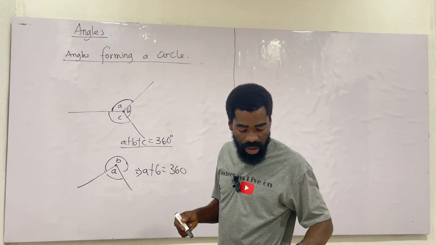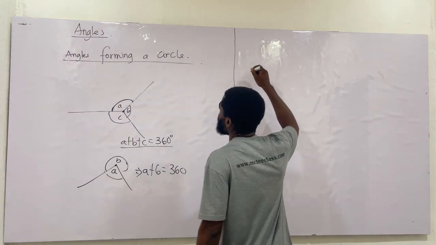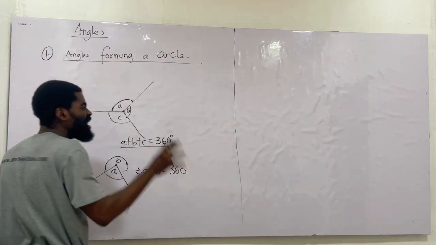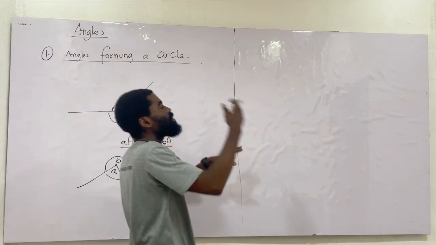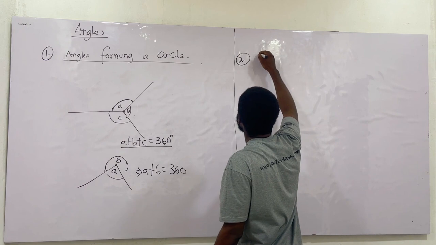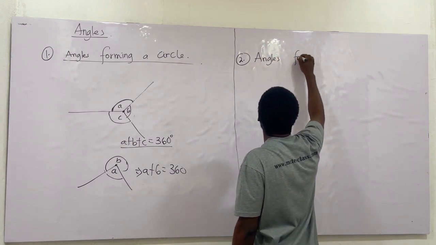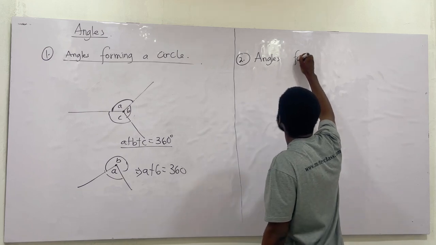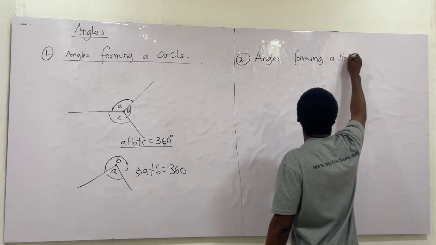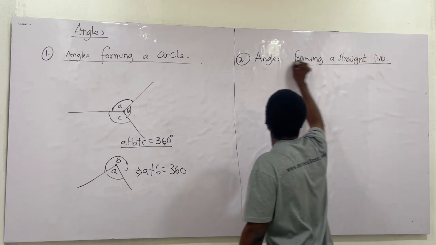Then the next one is what? Angles forming a straight line, or angles on a straight line. So this is the first thing, and I'm touching on the principles. I'm not creating the topics, just some things you need to know so you can write the BC with them. So the next one is angles forming a straight line.